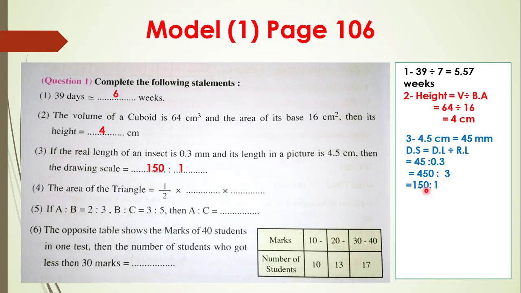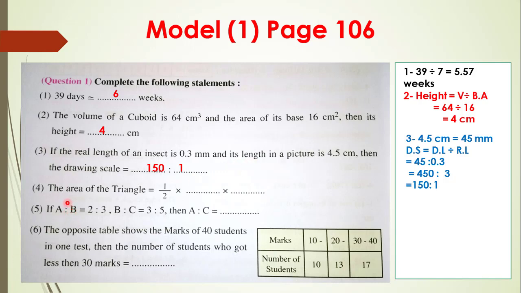As you can notice here, the drawing scale is greater than 1. So in this case, we are making an enlargement. We have a small insect and we want to enlarge the picture of this insect. So 150 to 1 is greater than 1 because we have an enlargement here.